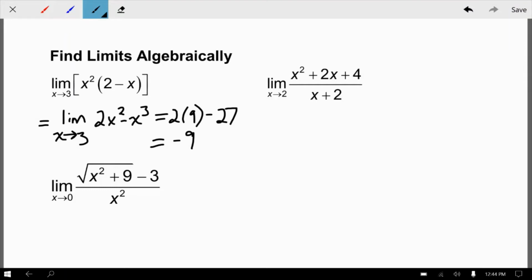Okay, so pretty simple to do when it's continuous. Now, look at the next one. We've got a rational function. You're going to see several of these that are rational functions. When you have rational functions, it's kind of the same situation.